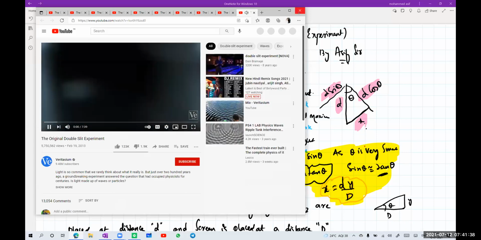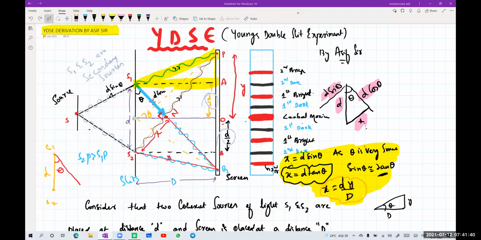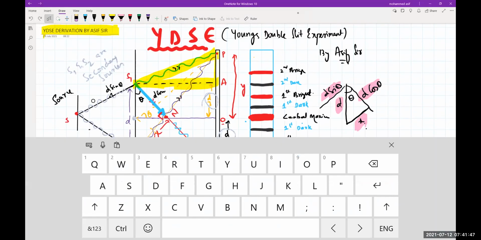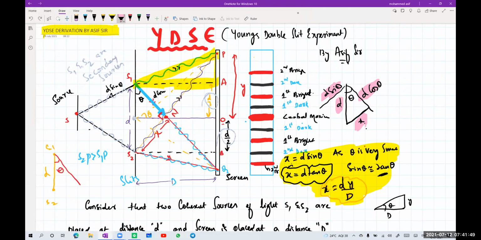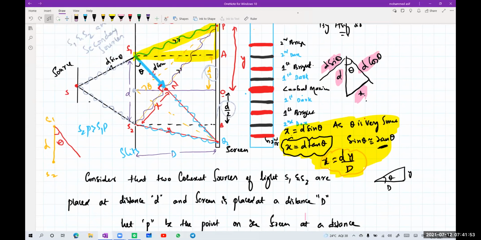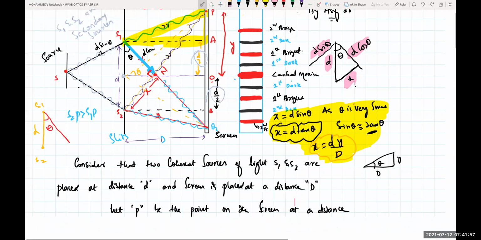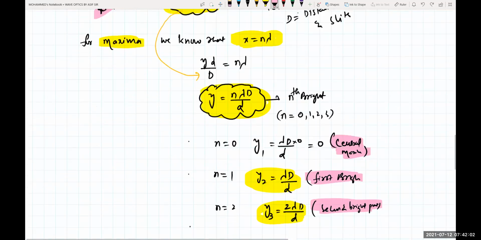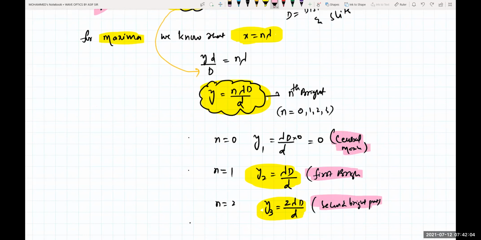I hope you got that point better. Is it clear for everyone? So what is happening is, if two waves are interfering, we may get constructive interference or destructive interference. How do you calculate that? By the help of the basic formula. If y is a bright point, then the bright point is calculated by the formula y = n lambda D divided by d.